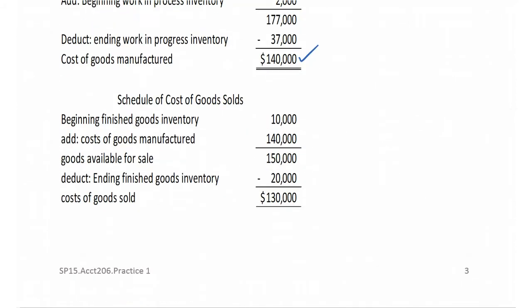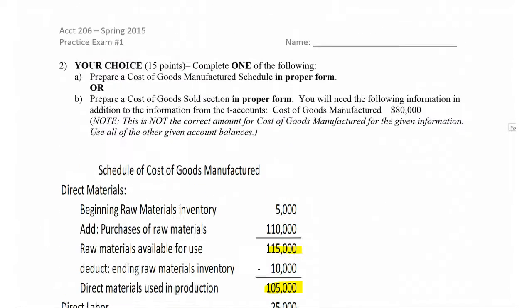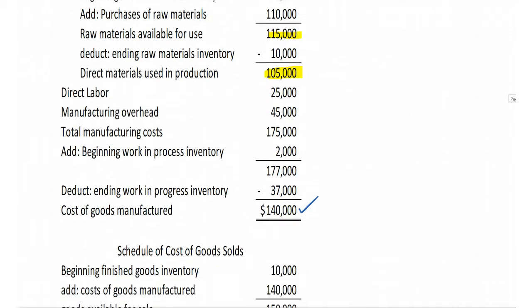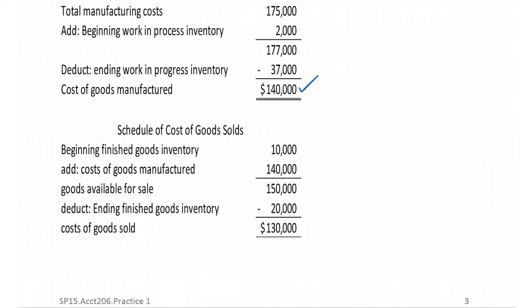Now, the cost of goods sold schedule is actually a much easier schedule to do, but I messed this up because I used the 140 that we calculated. Actually, this problem says ignore that and assume, in this case, the cost of goods manufactured is 80. So we'll just start with this.